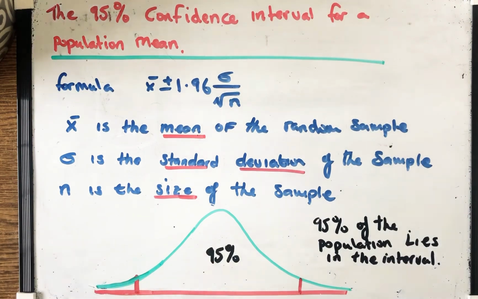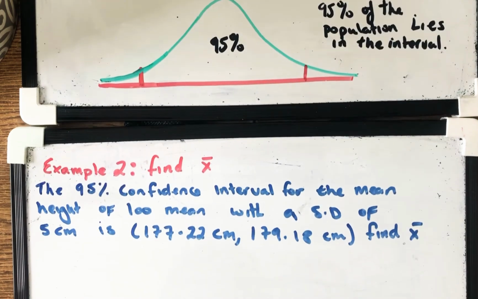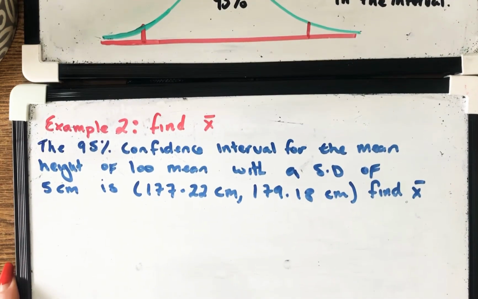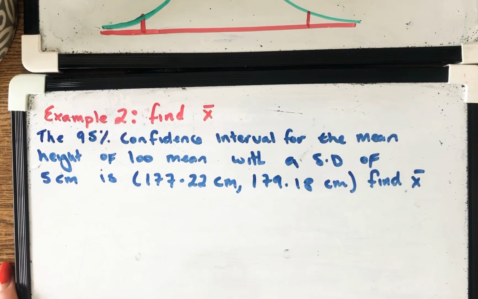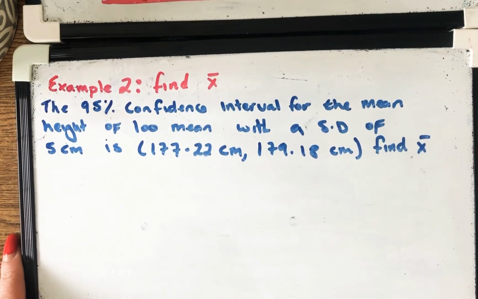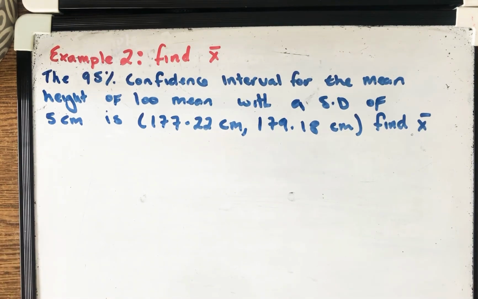So this is example 2. In this example, we are finding the x bar. So here's the question. The 95% confidence interval for the mean height of 100 men with a standard deviation of 5 centimeters is 177.22 and 179.18 centimeters. Find x bar. Well, first of all, because we know it's a confidence interval, we're going to begin by writing out the confidence interval formula for the 95%.